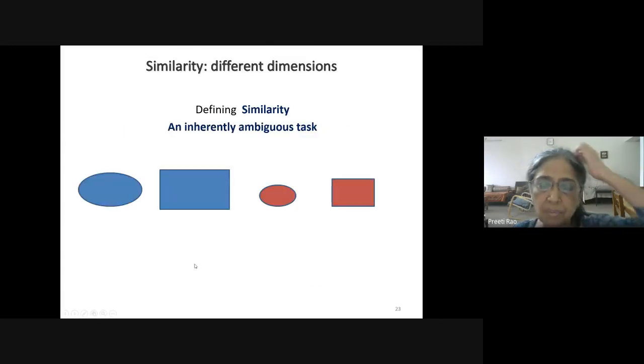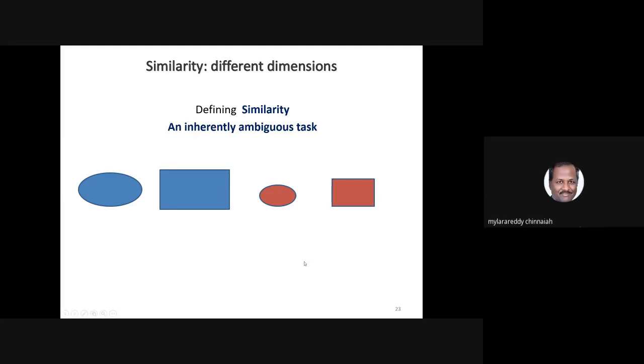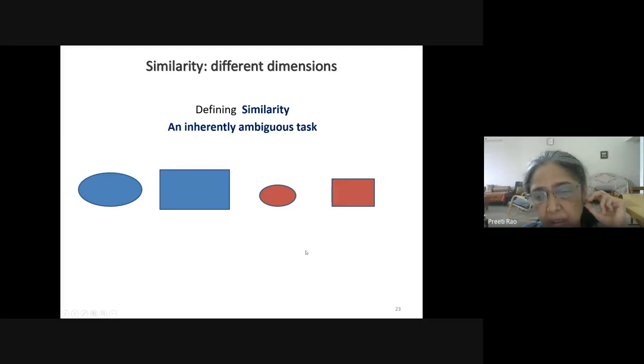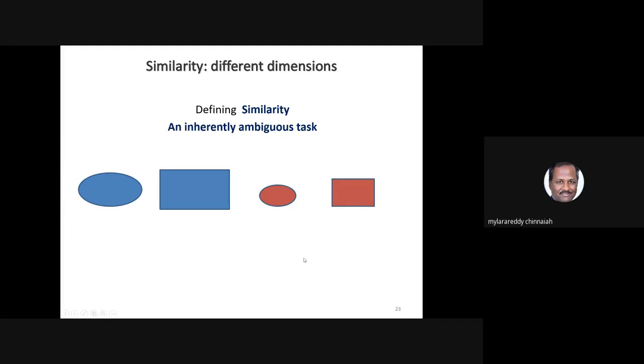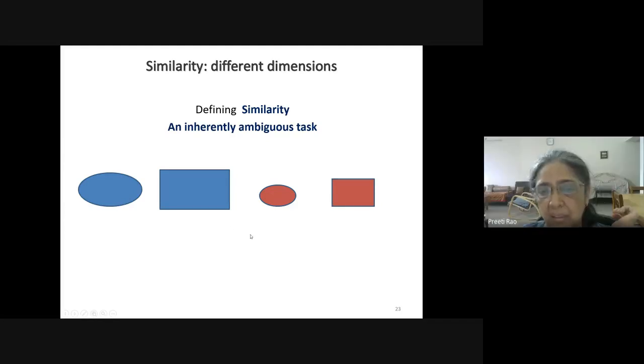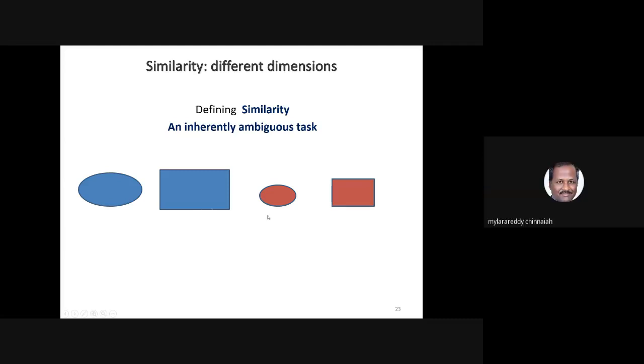So if I ask you, take this blue ellipse here, and from all the remaining images, find out the one that is most similar. Is there a unique answer to this question? No, ma'am. Okay, why not? Because there are two objects with this unique feature. Okay, and what are those? A pair of two objects.